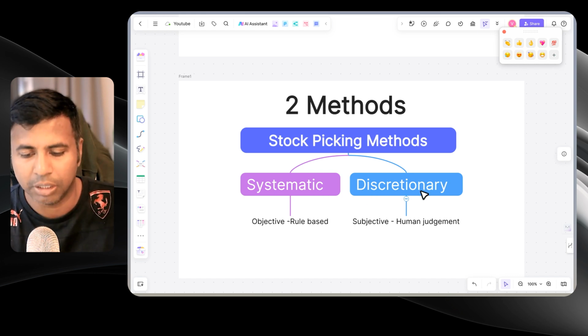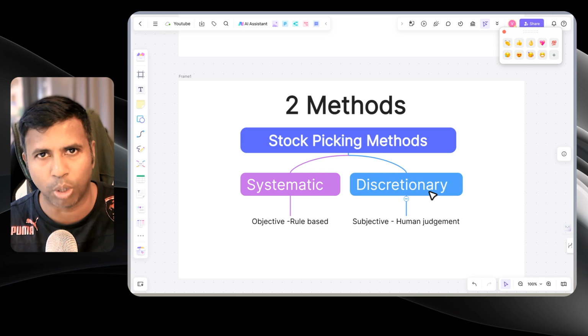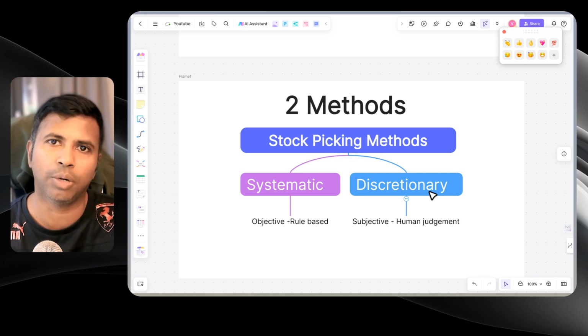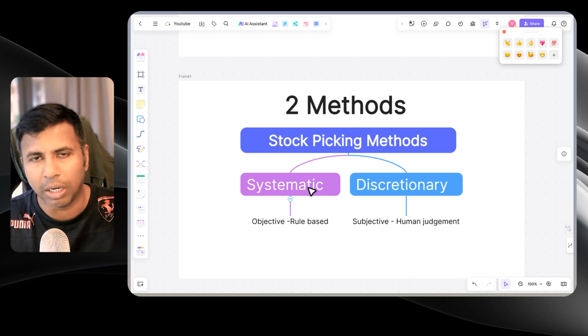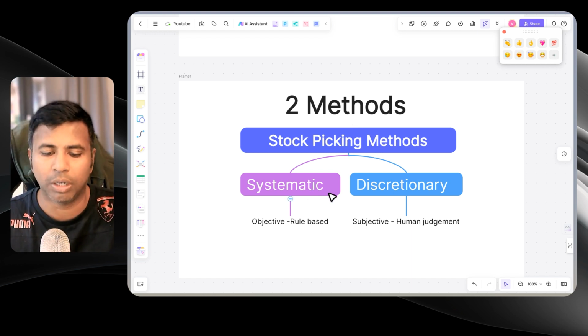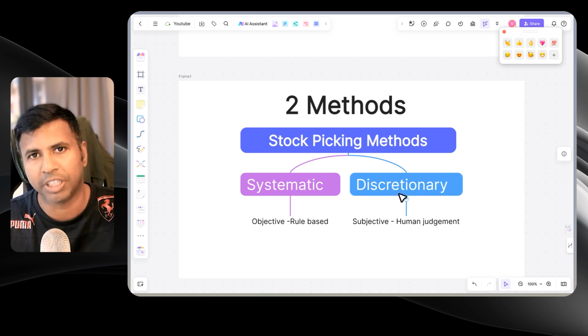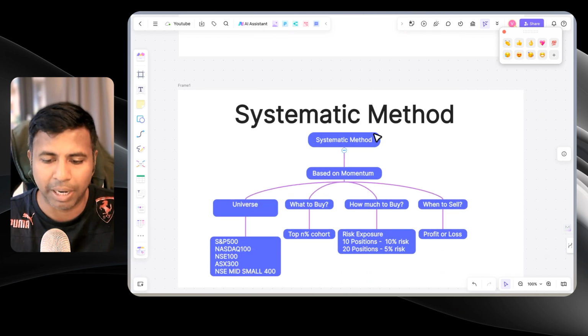Even in the discretionary trades that I take, I aim to keep my losses small. So I have stop losses, and then I trail the stop losses to ensure that I don't give up my profits. These are the two primary methods. We'll go into a bit more detail about the systematic rules and the type of discretionary trading that I do. Let's first look at the systematic method.